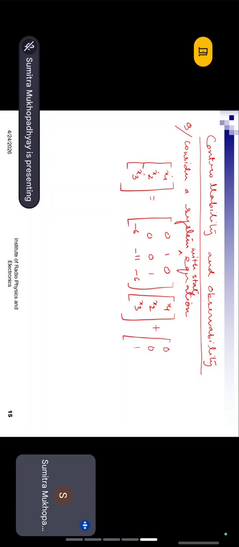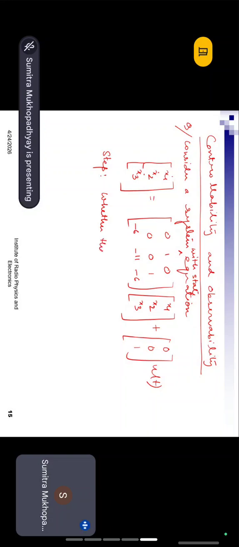So write down the problem: 0, 0, 1, u(t). This is the problem. You have to find the controllability of the system. First, in step 1, you need to see whether the system is represented in canonical variable form or not.